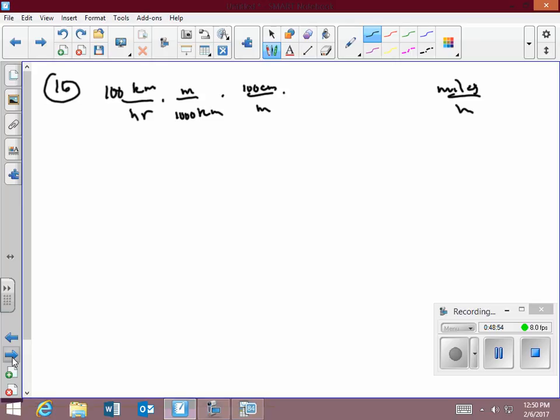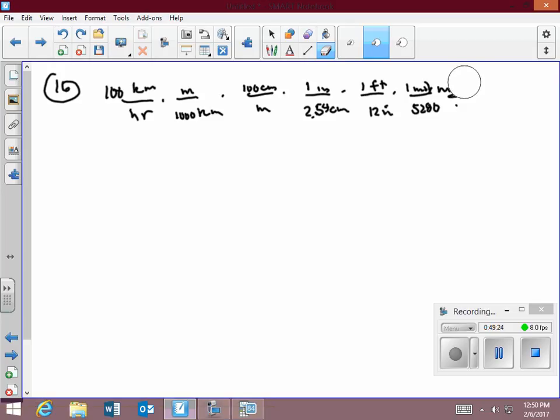Now our conversion is 1 inch is 2.54 centimeters. Now we got inches. Gonna have to go to feet. 1 foot is 12 inches. And then 1 mile, 5,280 feet. The feet cancel, the inches cancel, centimeters cancel, meters cancel, kilometers, and we got miles per hour. Okay, so that should give you an idea. Dimensional analysis test on Wednesday. 20 questions, 5 points per question.